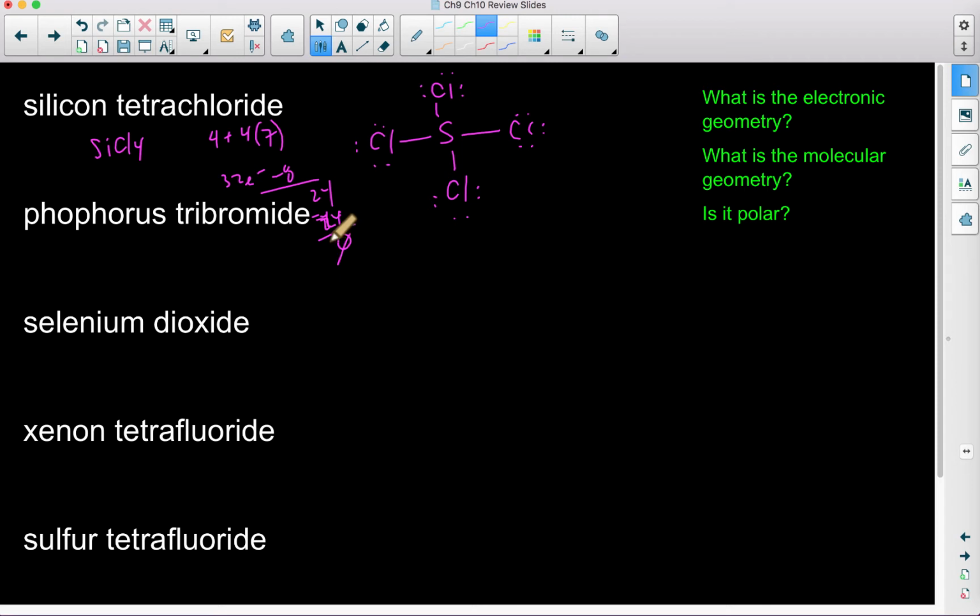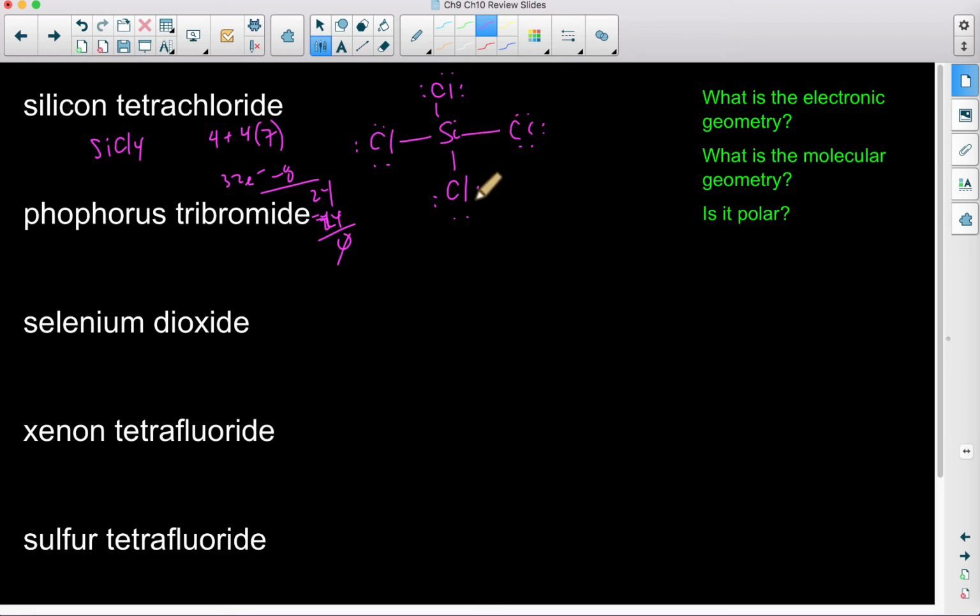Now we go and check valences. This chlorine has access to 1, 2, 3, 4, times 2 is 8. This chlorine has access to 8. It's symmetrical all around. Silicon has access to 2, 4, 6, 8. Check. It meets all the criteria. This Lewis structure is done.